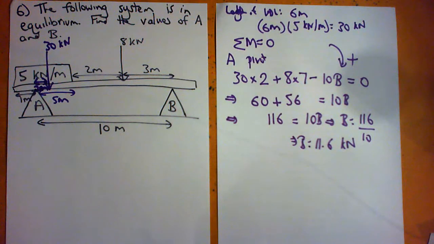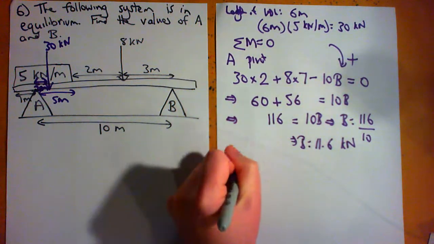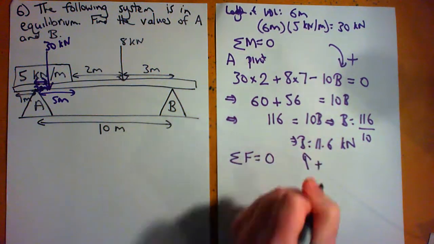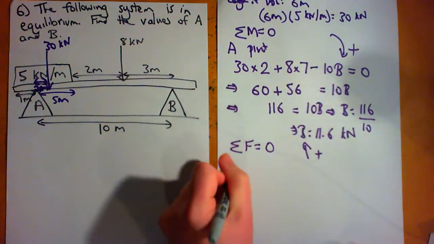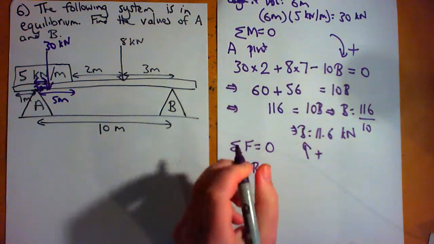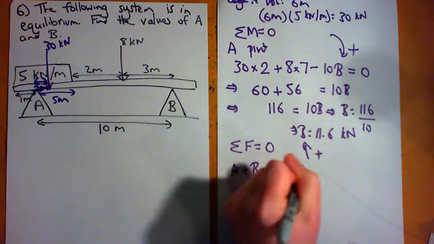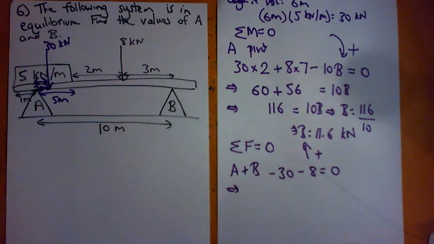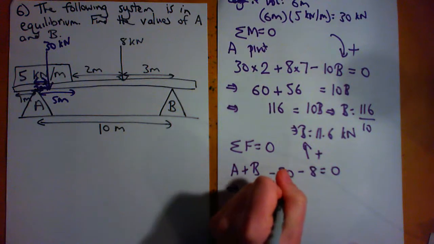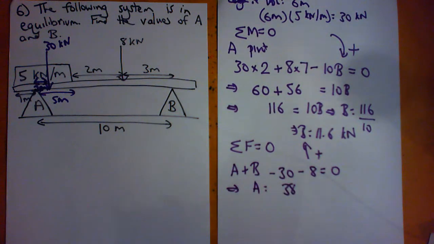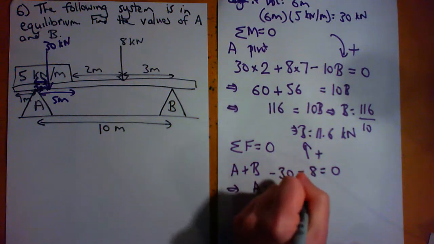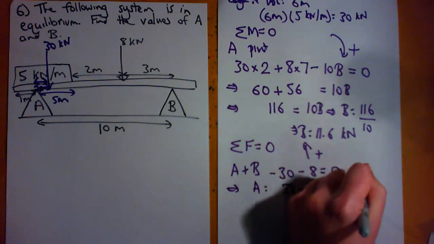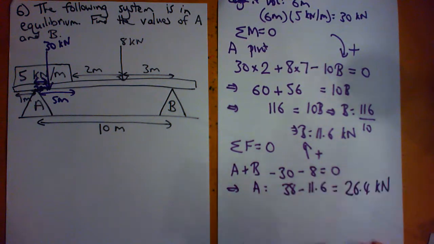So we have B. Now we need to use sum of the forces equals 0, second condition of equilibrium, and we're going to take upwards to be the positive direction. So the up forces are A and B, and the down forces are 30 kilonewtons and 8 kilonewtons. So therefore, we already know B, so we're finding A, which is the minus 30 minus 8 moved to the other side, minus 11.6, and if we calculate that, we get 26.4 kilonewtons.